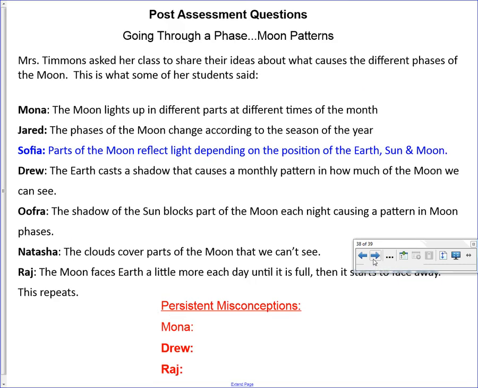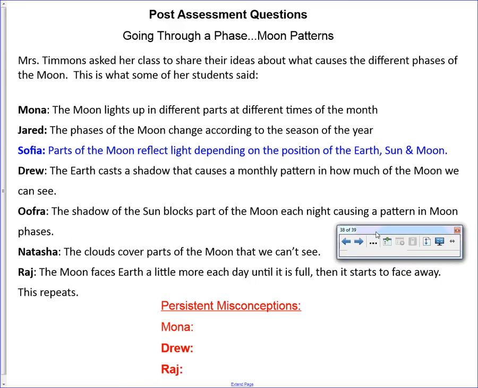Okay, so that's it for the content. Let's just go over these post-assessment questions really quickly. The correct answer here is going through a phase. Ms. Timmons asked her class to share their ideas about what causes the different phases of the moon, and this is what some of the students said. The correct student would be Sophia. Parts of the moon reflect light depending on the position of the Earth, Sun, and Moon.